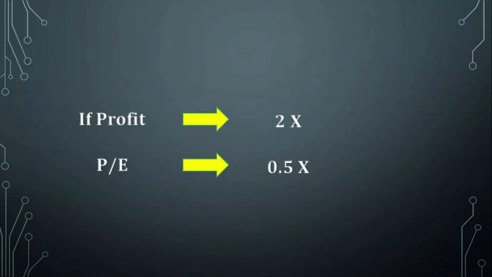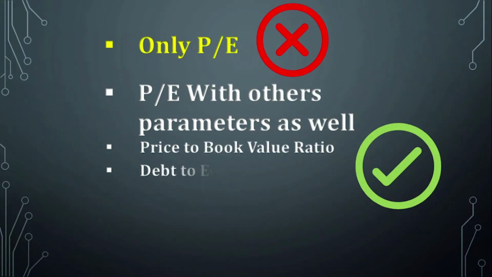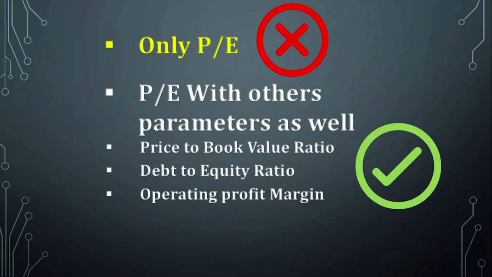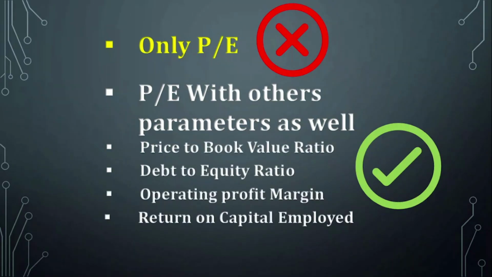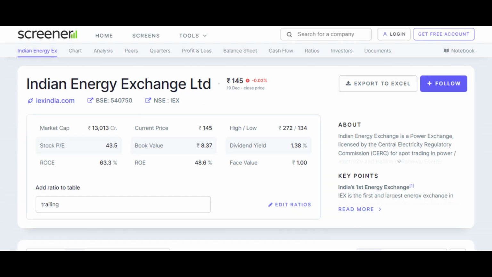Please note that PE ratio should not be used as the only criteria while selecting the stocks. You need to look at the other parameters as well, such as price to book value ratio, debt to equity ratio, operating profit margin, return on capital employed, CAGR, that is compounded annual growth rates for sales, profit, etc. You need not calculate the PE ratio each time for every company. There are a number of free websites like Money Control, Screener, and many more, which will directly show these values.